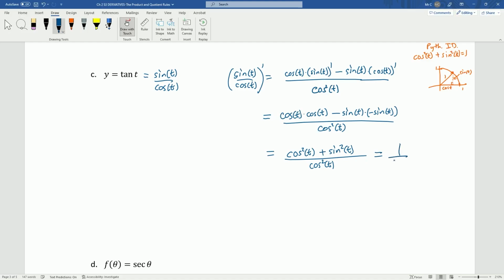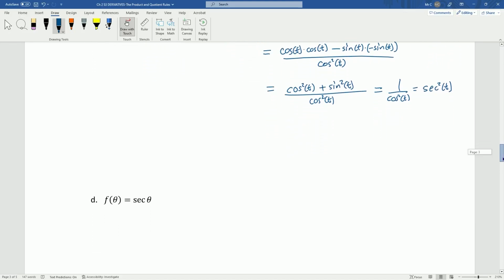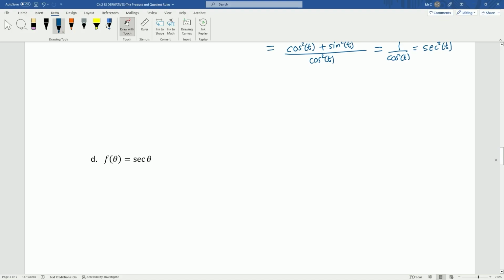So this is 1 over cosine squared of t, and 1 over cosine of t is secant of t, so 1 over cosine squared is secant squared of t. Okay, so that's the derivative of tangent. Let's go ahead and take a look at another trigonometric function, secant.